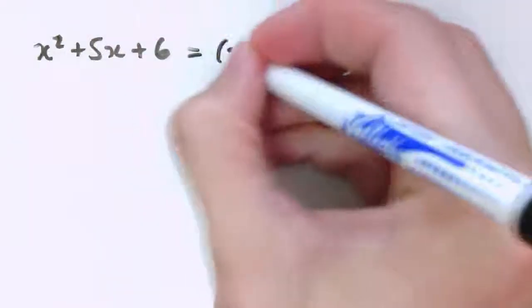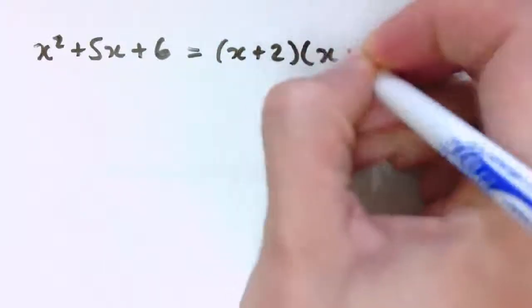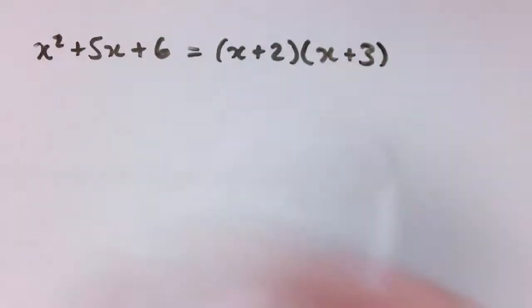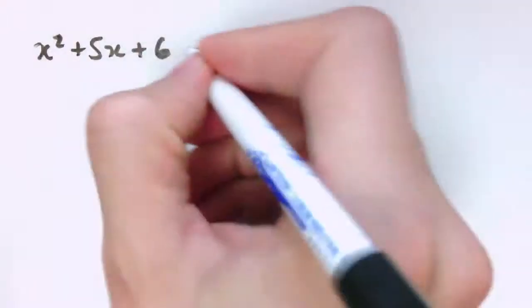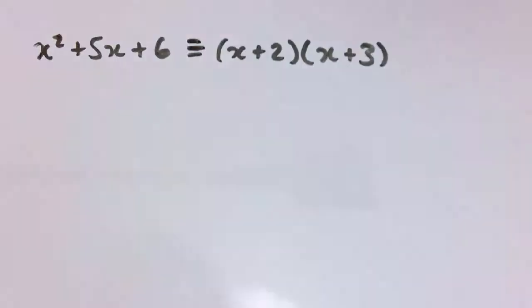So I need two numbers that add together to give 5 and times together to give 6. So that's 2 and 3. So this is x plus 2 times x plus 3. So this is true, and in fact I could make an even stronger statement here: not just this equals here, but with 3 equals, it's identically equal to it. It's true for all values.